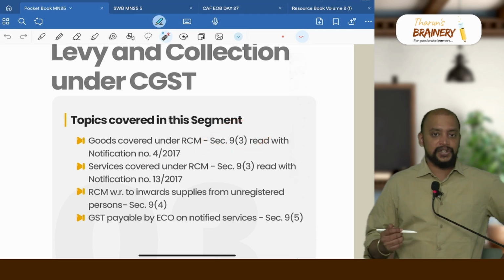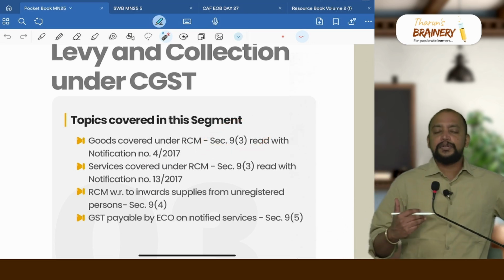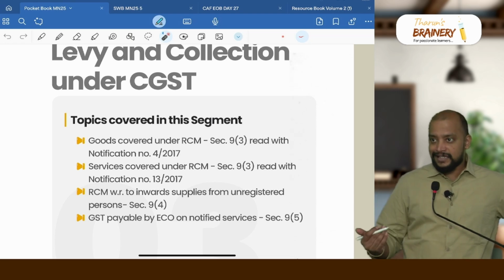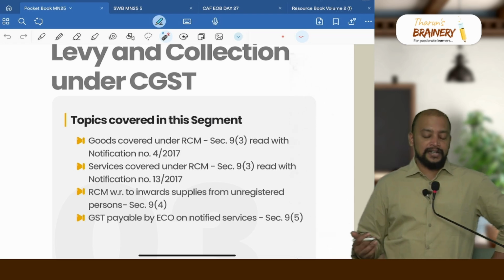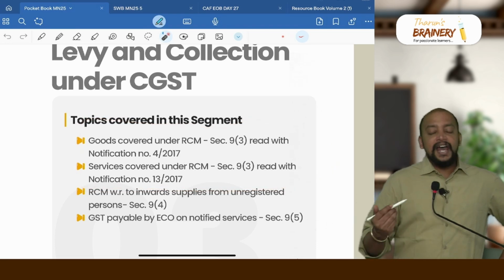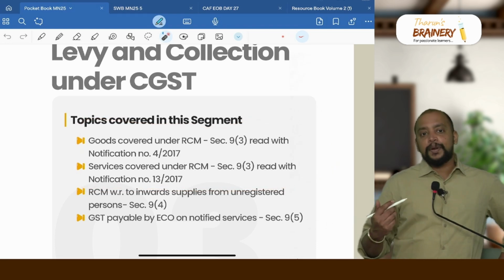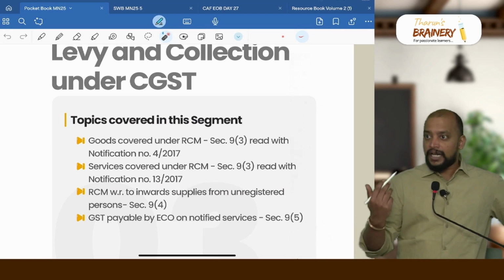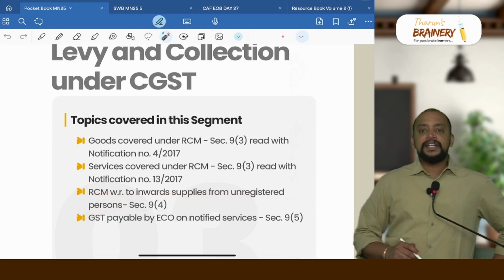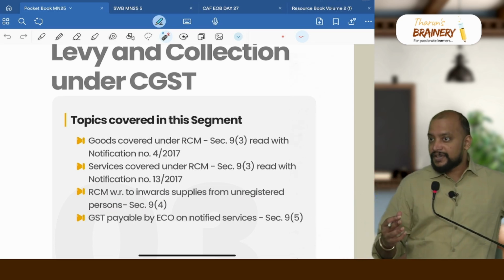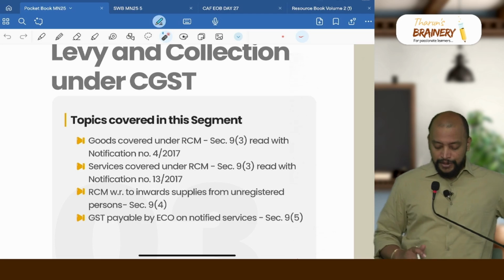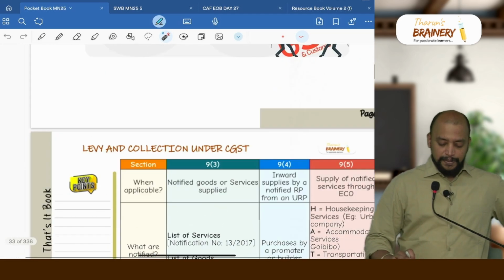This is section 9(3). The general rule says that the liability to pay GST to the government is on the supplier. Only in case of notified cases, the liability will be on some other person. So as per 9(3), for these notified goods and services, the recipient will pay. As well as for 9(4), in case of a promoter or builder who is making purchase from an unregistered person, then also RCM, the recipient will be paying GST. Whereas in case of 9(5), there are some notified services through an e-commerce operator, and the liability to pay GST is on that e-commerce operator. So this is the coverage of this particular chapter.